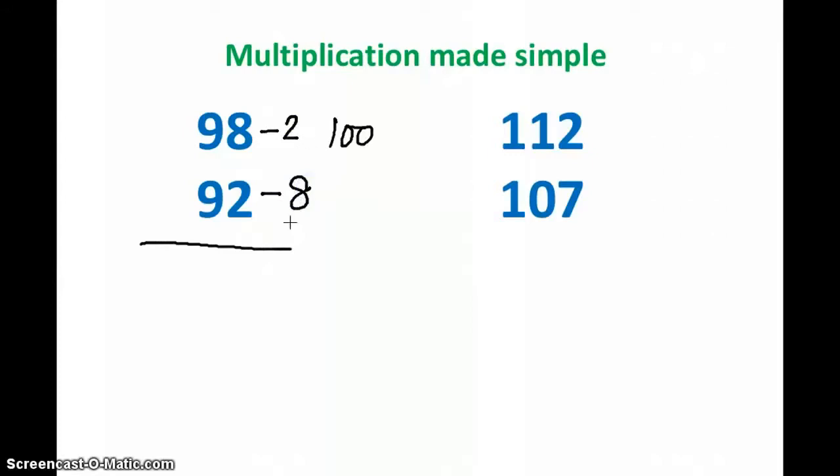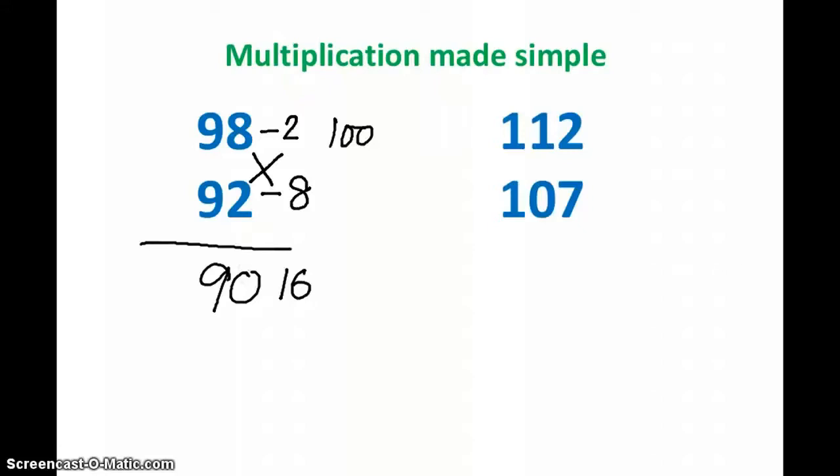Next, 8 into 2 we need to multiply, that gives me 16. Then I have to do 98 minus 8 or 92 minus 2, whatever I wish, which is a cross subtraction, whichever gives me 90. So the answer is 9016. That's all, that is the answer.